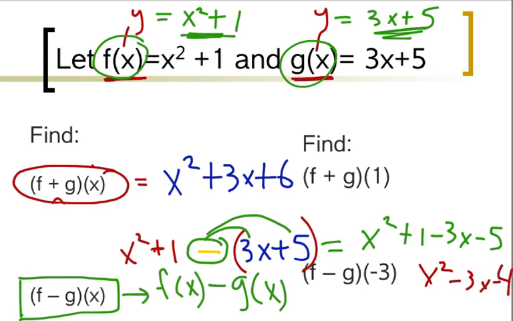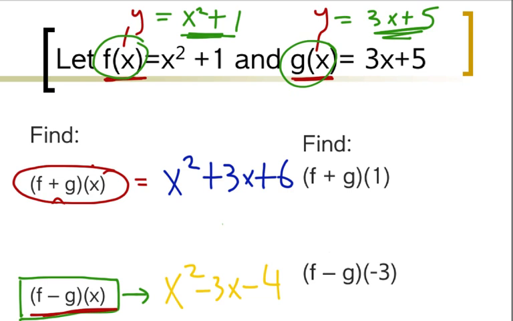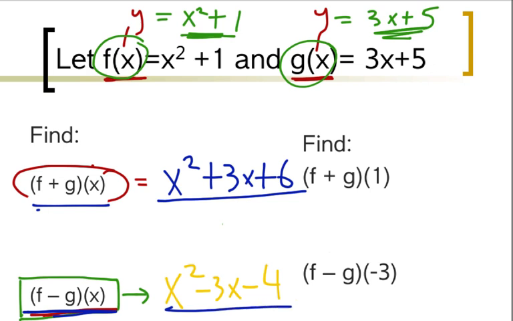Now I'll go ahead and erase and write that next to my f minus g of x here. As you can see, so far we have two different answers. We have f plus g of x, which is x squared plus 3x plus 6, and then f minus g of x, which is x squared minus 3x minus 4. Now what we're supposed to do is two different problems. It says f plus g of 1, and then the second one is f minus g of negative 3.